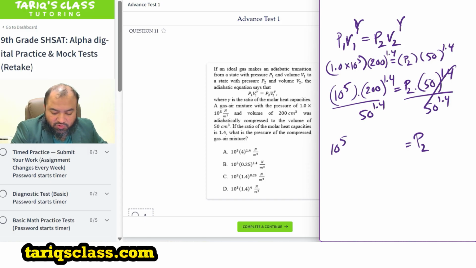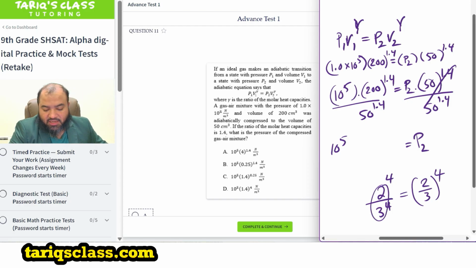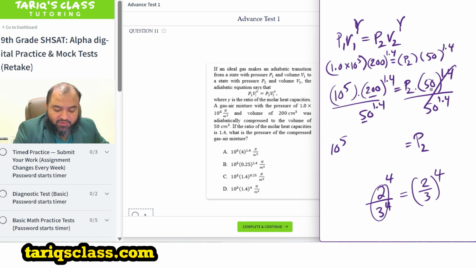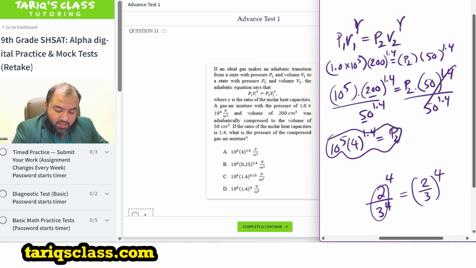So let me tell you another rule. If you have, let's say, 2 to the power 4 over 3 to the power 4, right? So you can write it as 2 over 3, all to the power 4, which means you do the division first and keep the power. So we can do the same. We can divide 200 by 50 because they have the same power. So 200 divided by 50 is 4, and we keep the power 1.4, and that's pretty much it. Okay, very simple. And the answer is option A.